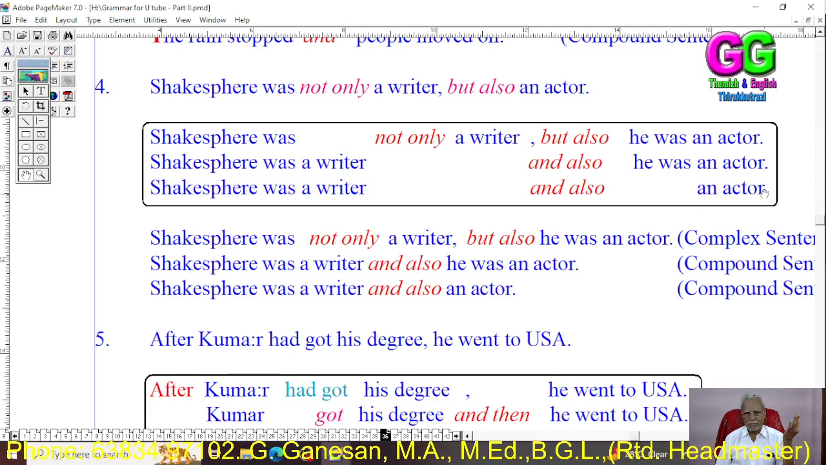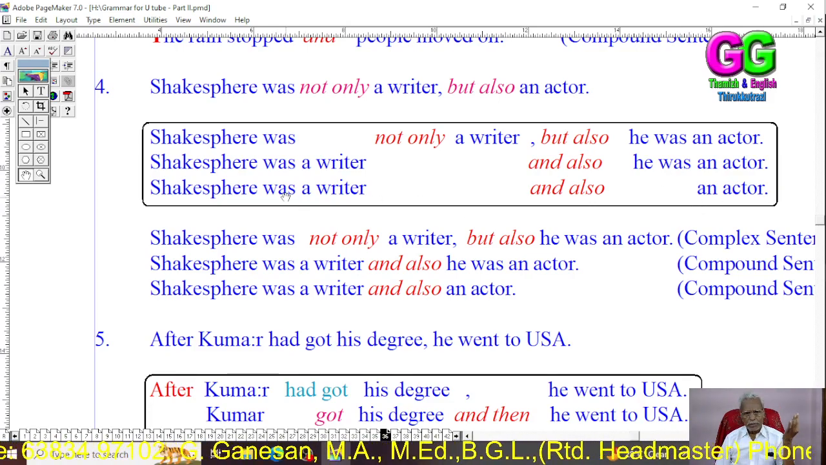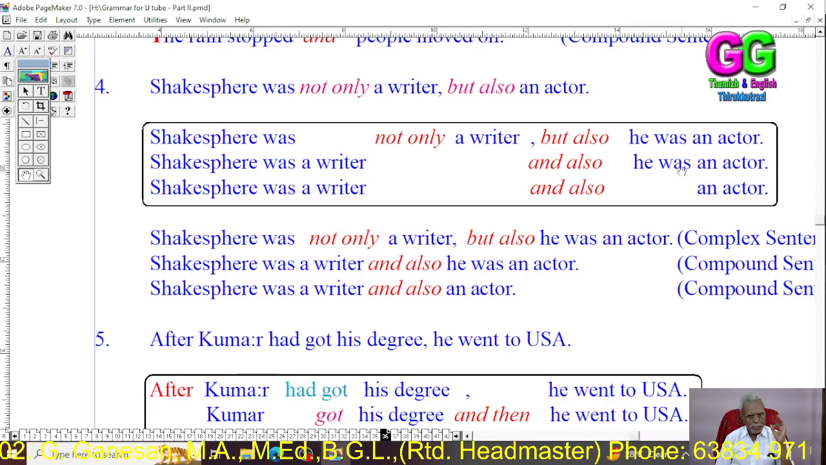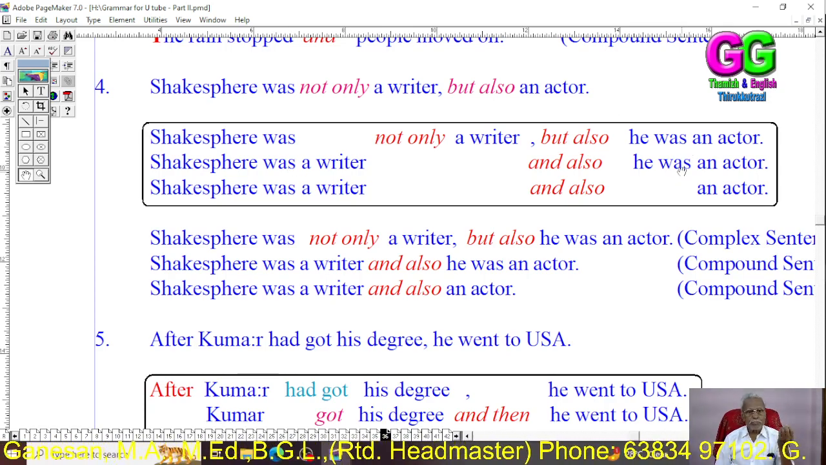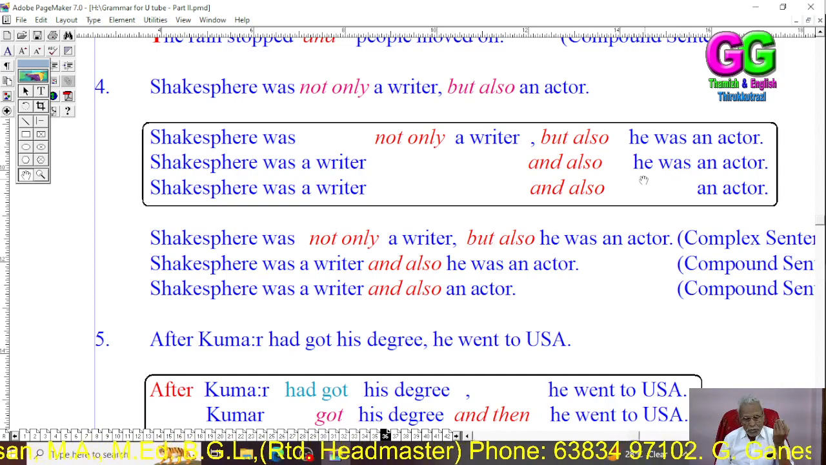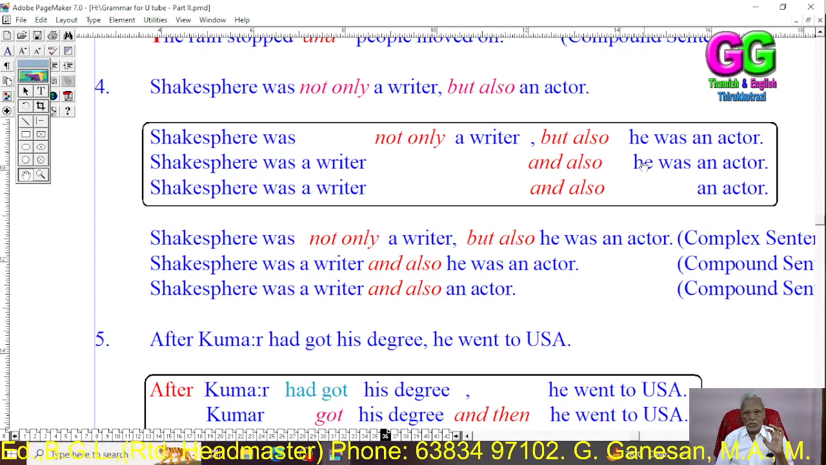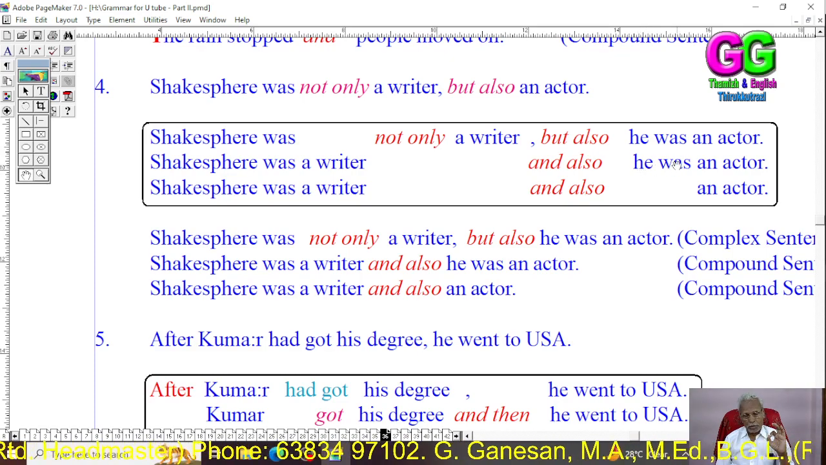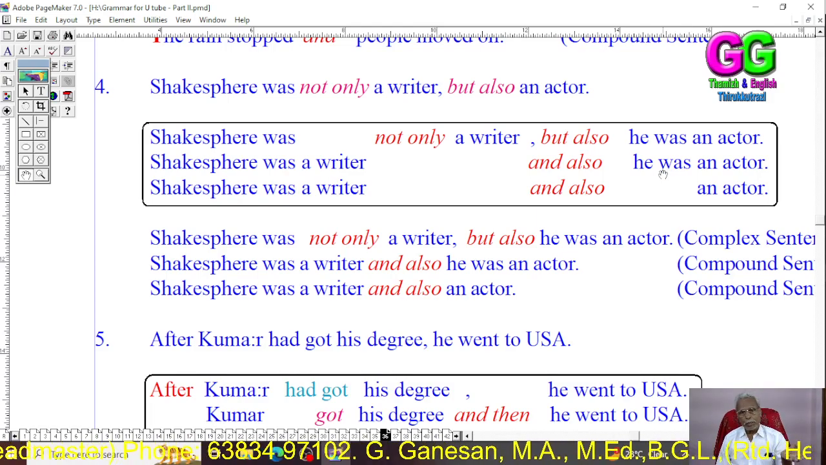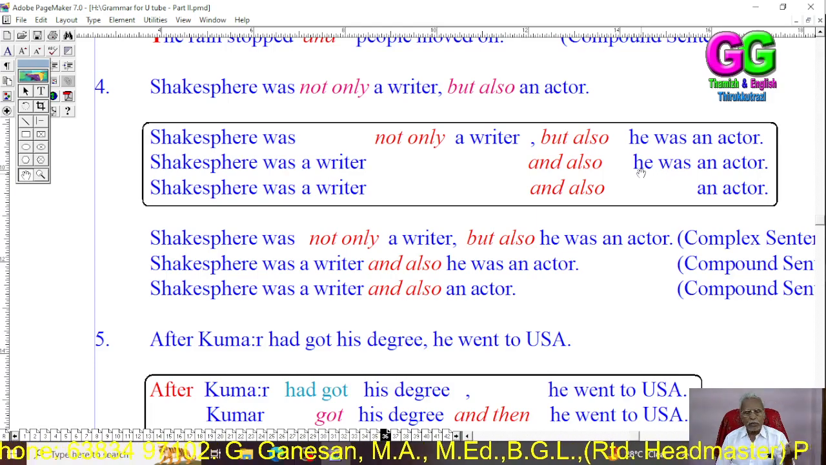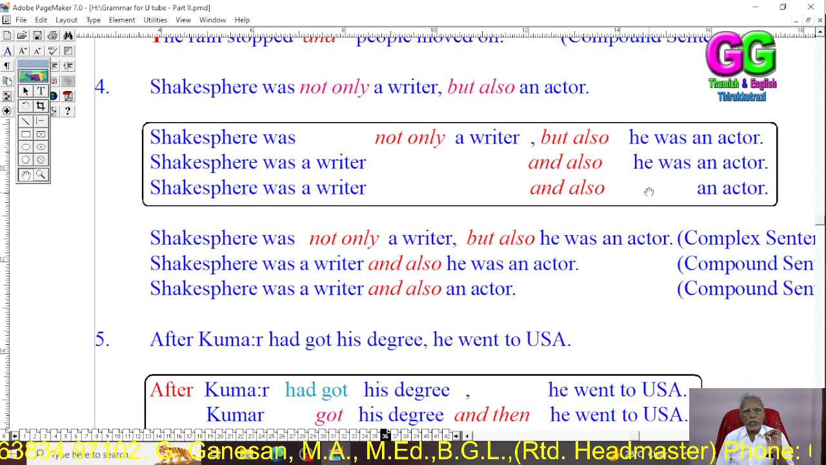That is because here and here in both the sentences, the subject as well as the verb are the same. So we have dropped the subject and verb. If both are the same, both can be dropped. If any one of them is different, the different one should be kept.